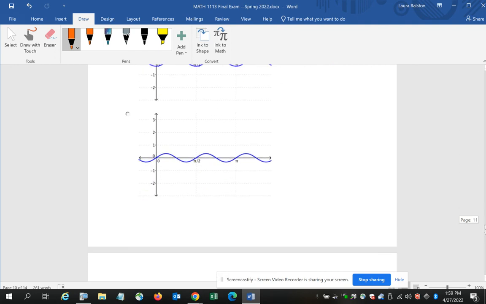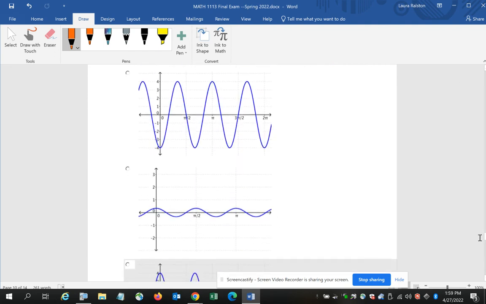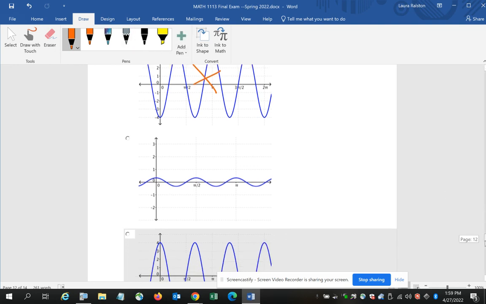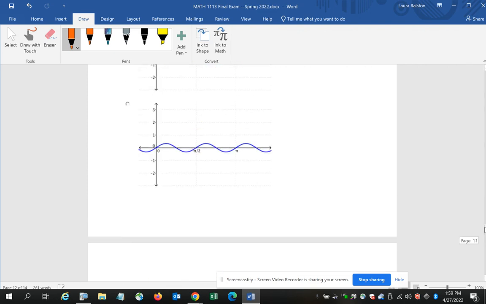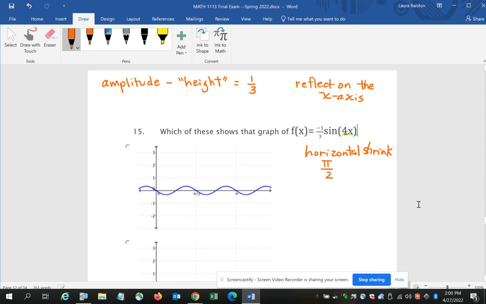If we look at our options, one of them jumps out at me right away that is probably not right, or a couple of them. This one, because it's too tall, this has got a height of 4, and so that's too tall, and this one is too tall. Okay, so let's look at these others and see what we think. Normally sine would start at 0 and end at 0, and it's turned upside down. So this is a possibility.